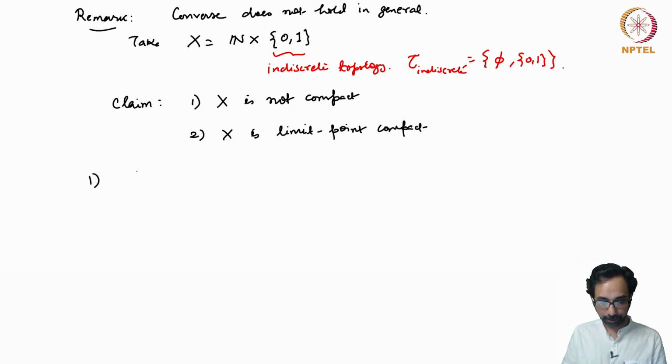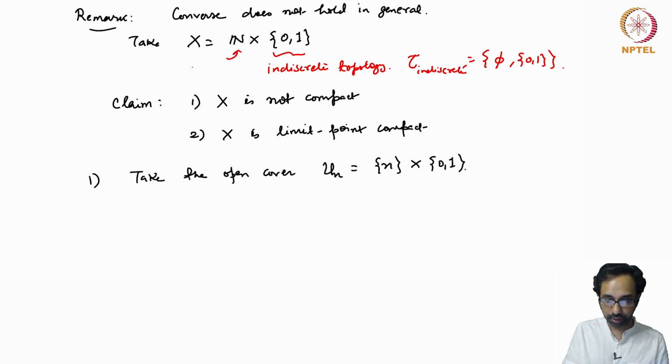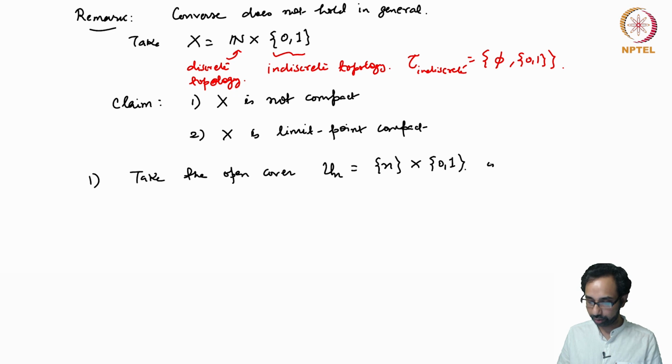And so for the first one, to show that X is not compact, take the open cover U_n. This is the collection of sets of the form {n} cross {0, 1}. Because here N is given the discrete topology, each singleton set is open. So therefore this is open, and it is an open cover of X, but it has no finite subcover.